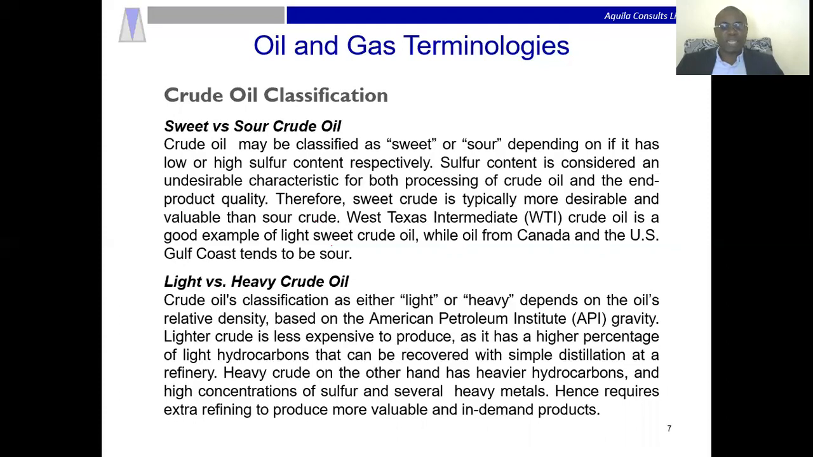Also, in terms of light and heavy crude, crude with higher density is known as heavy crude, and the ones with lower densities are known as light crude. Now, it's easier for refineries to process light crude than heavy crude because the equipment requirement is lesser. Heavy crude generally has heavier hydrocarbon chains compared to light crude with lighter or lower hydrocarbon chains. And so you need to do more refining to obtain your resources from heavy crude oil.